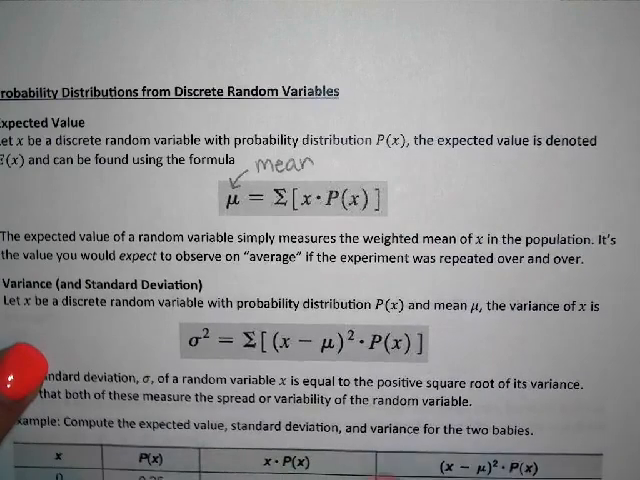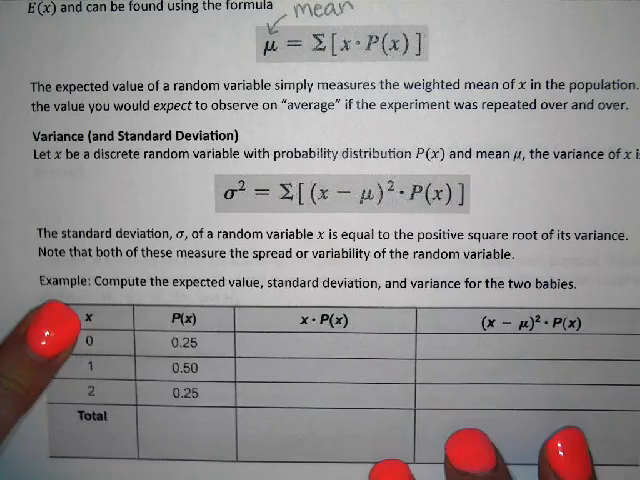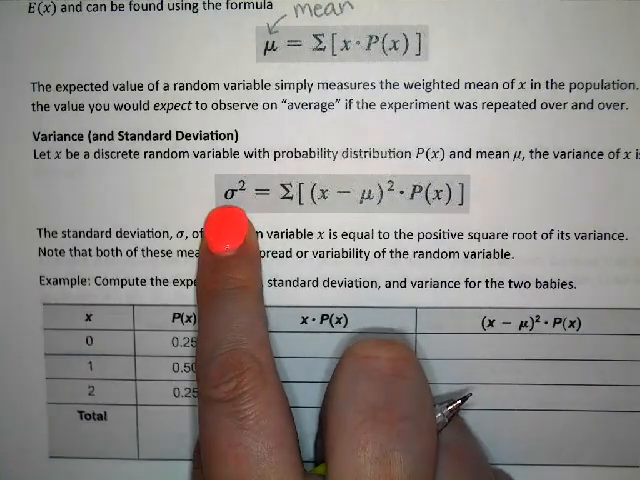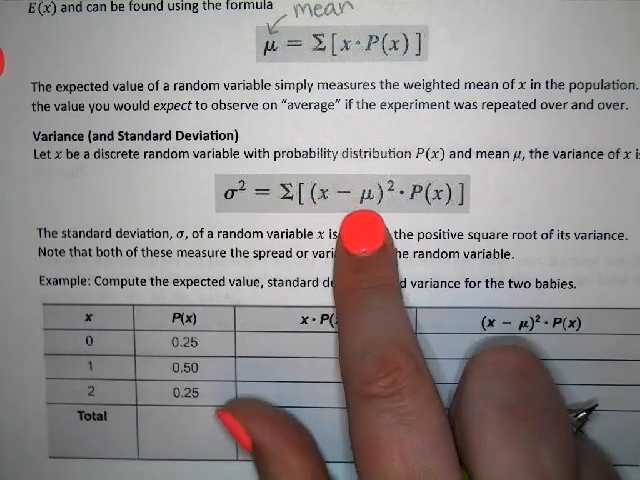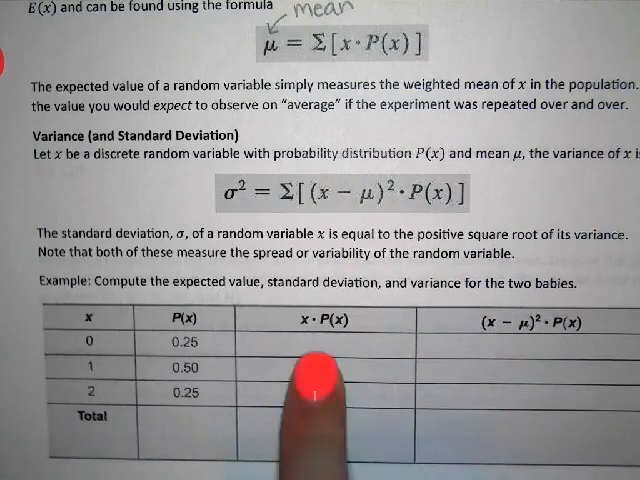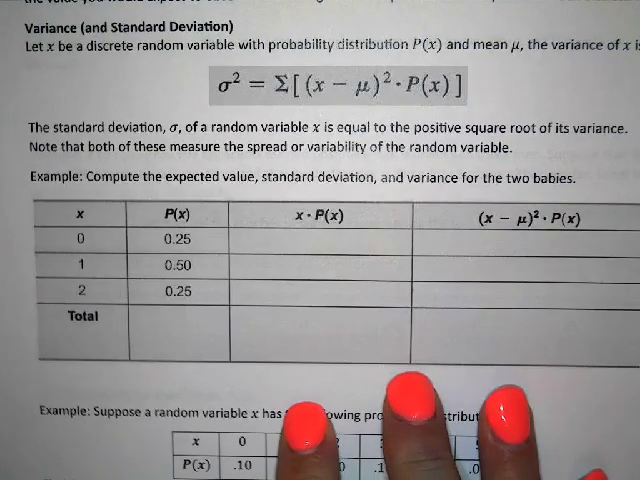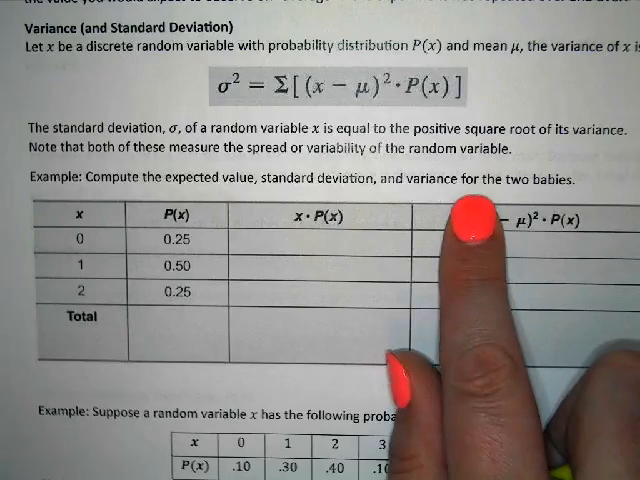All right, then we have the variance and standard deviation, because those are very closely related. So we have this lowercase sigma. If you recall, sigma squared is the variance and sigma is the standard deviation. So here we're using the random variable minus the mean squared times the probability. And we're going to go ahead and calculate those using this same example that we had before. So it says to compute the expected value, standard deviation, and variance for the two babies.